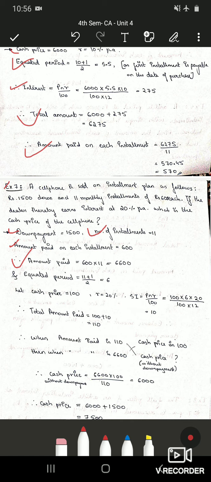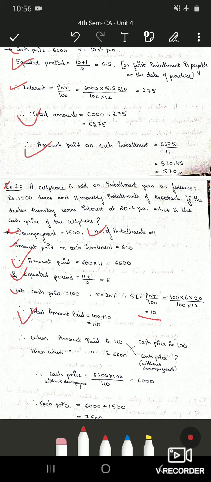For 11 months it will be 6,600 rupees. And we can find out the equated period, so it is (11 plus 1) by 2, so it is 6 months. Now because the cash price is unknown, we can assume the cash price to be 100 rupees. R is given as 20%. Now you can find simple interest on the cash price, so it is 100 into 6 into 20 by 1200. So you will get interest as 10.